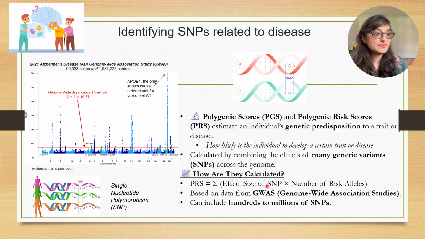So we have an effect size of the SNP from a genome-wide association study, and we multiply that by the number of risk alleles that the individual has. It's based on data from genome-wide association studies that can include hundreds to millions of SNPs.